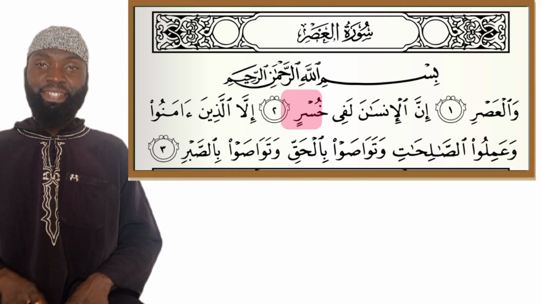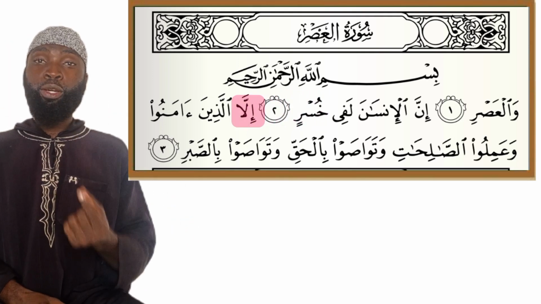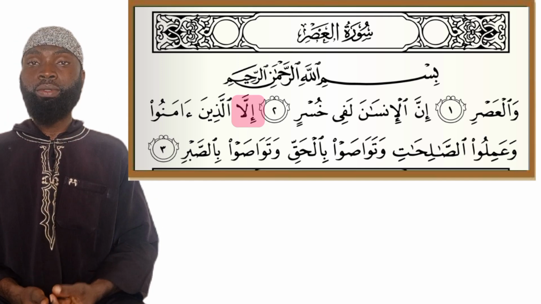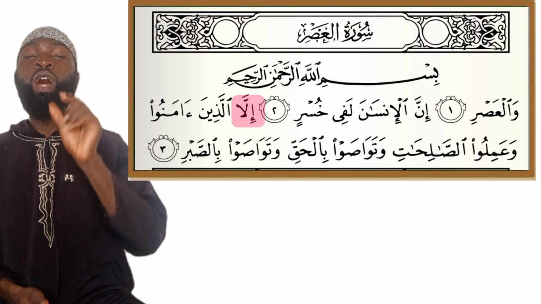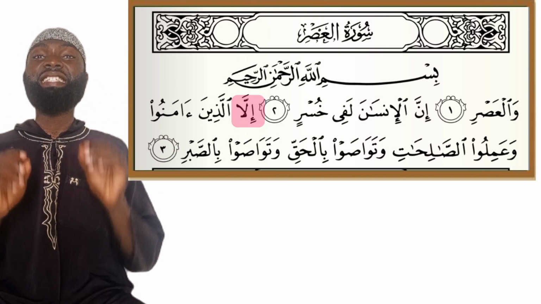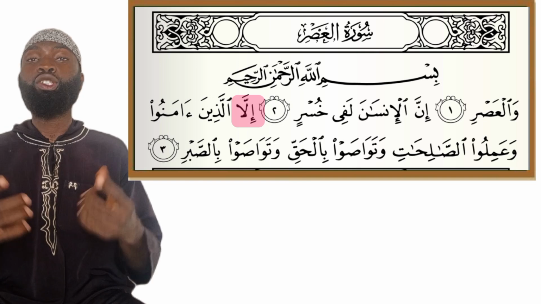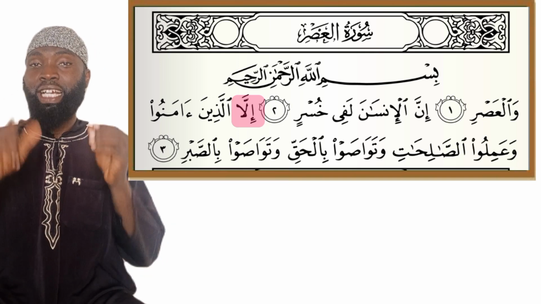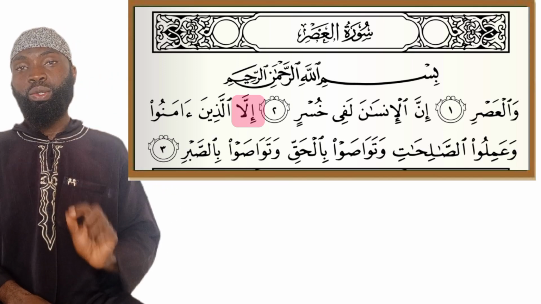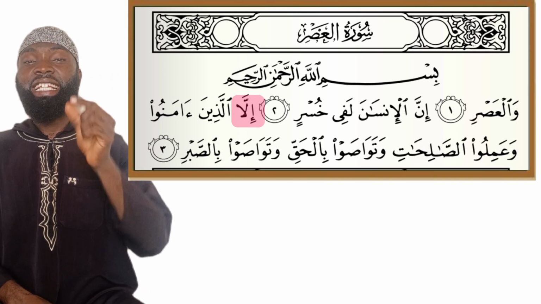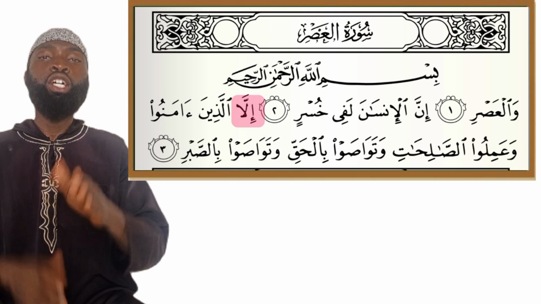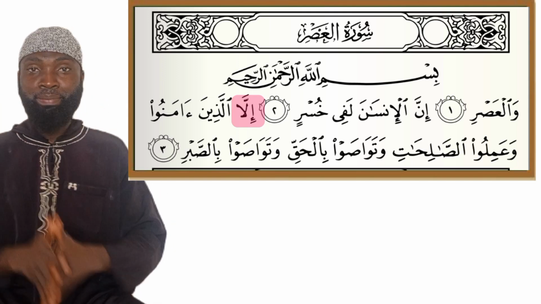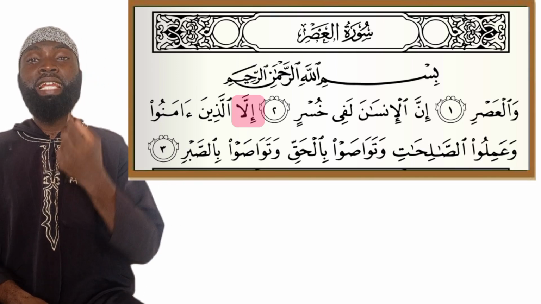Now moving to the next verse, it says illa alladhina amanu wa amilu salihati wa tawasaw bil haqqi wa tawasaw bis sabr. The first word here is illa, which means adatul istisna, that is a particle of exception or exemption. Now Allah subhanahu wa ta'ala said earlier that wal asr, by the passage of time, innal insana lafi khusr, mankind indeed is in loss. So Allah is now making an exemption that there are some who are exempted from this general statement. Allah says illa. So illa means except.